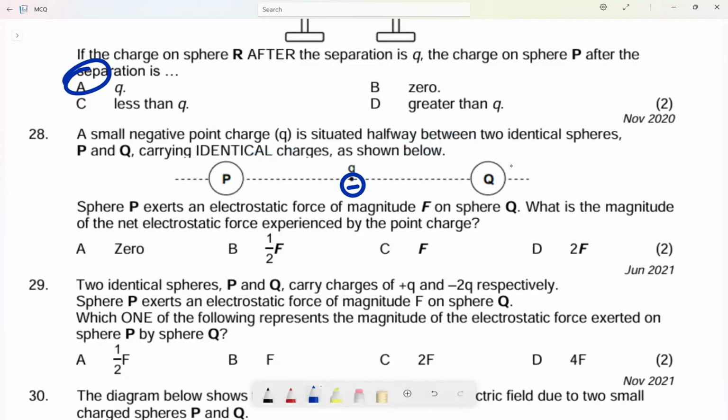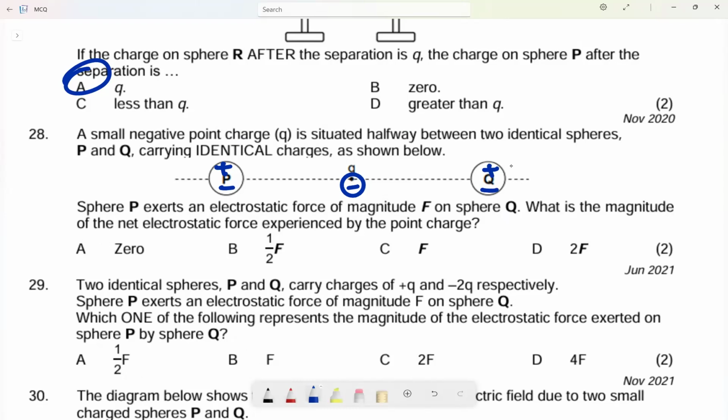Now, I want you to see it like this. If P experiences a force due to Q going to the right, and then two point charges are situated halfway between two identical spheres, P and R, carrying identical charges. If the charges are identical, let's say negative and negative, or positive and positive.